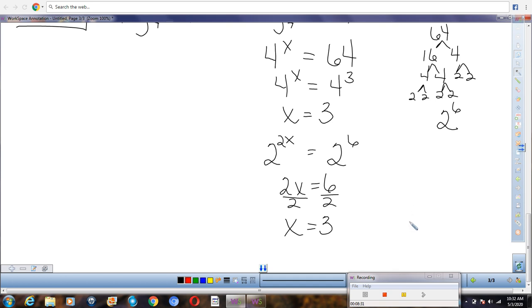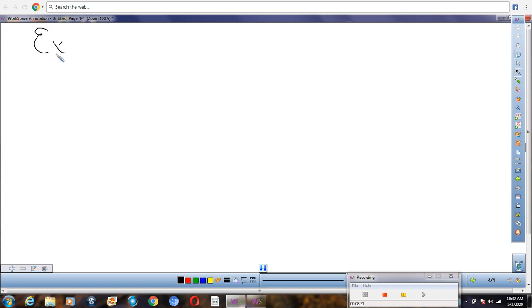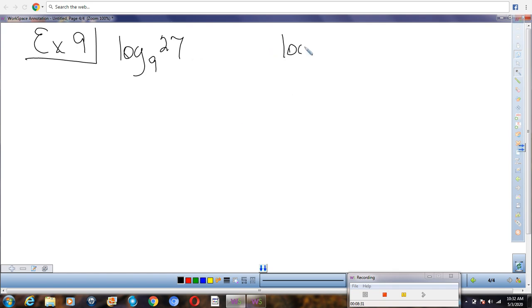Let's try another one. Let's get a little bit tougher today. Example number 9. So we have the log base 9 of 27. This is a perfect example of what I was just talking about. So, step 1, we're going to set this equal to x. Again, that x represents the exponent. Step 2, we're going to rewrite it in exponential form. We have 9 to the x equals 27.